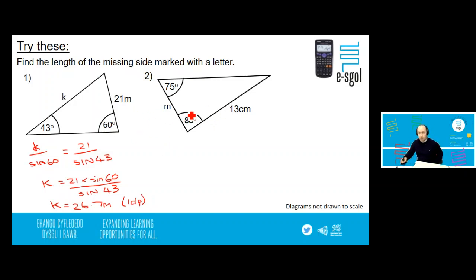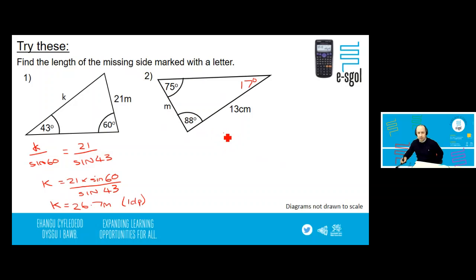This is one of these little tricky questions again, where there's no angle opposite M. So I'm going to have to do 180, take away 75, take away 88 to find this angle, which is 17 degrees. So quite a small angle, but remember these diagrams are not drawn to scale, as it says in the bottom corner, and it should say that in your exam as well.